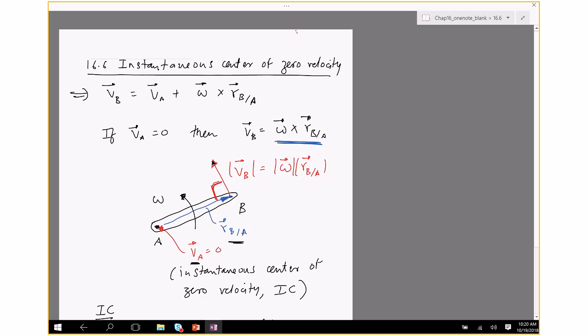Okay, so I explained it, but I would recommend that you convince yourself that's right. That's 90 degrees. So when you're doing this, one point has to pretty much be fixed. A has to be fixed, else B is not at right angles.